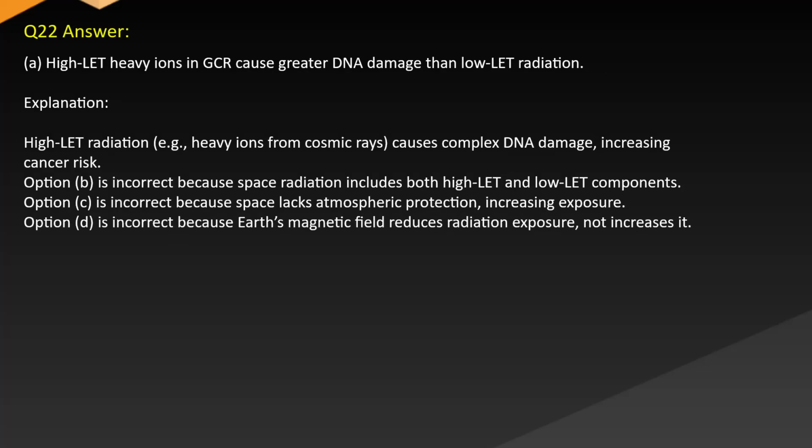Answer: A. High-LET heavy ions in GCR cause greater DNA damage than low-LET radiation. Explanation: high-LET radiation, e.g. heavy ions from cosmic rays, causes complex DNA damage, increasing cancer risk. Option B is incorrect because space radiation includes both high-LET and low-LET components. Option C is incorrect because space lacks atmospheric protection, increasing exposure. Option D is incorrect because Earth's magnetic field reduces radiation exposure, not increases it.